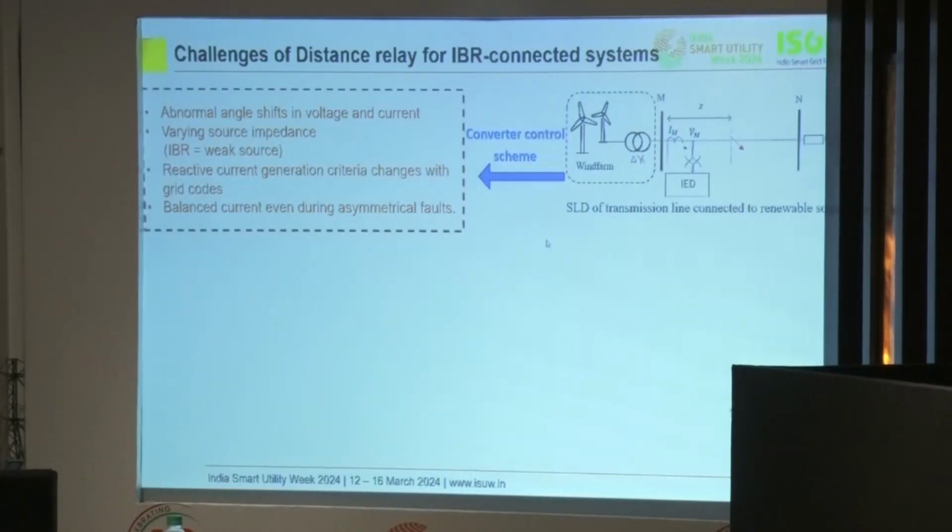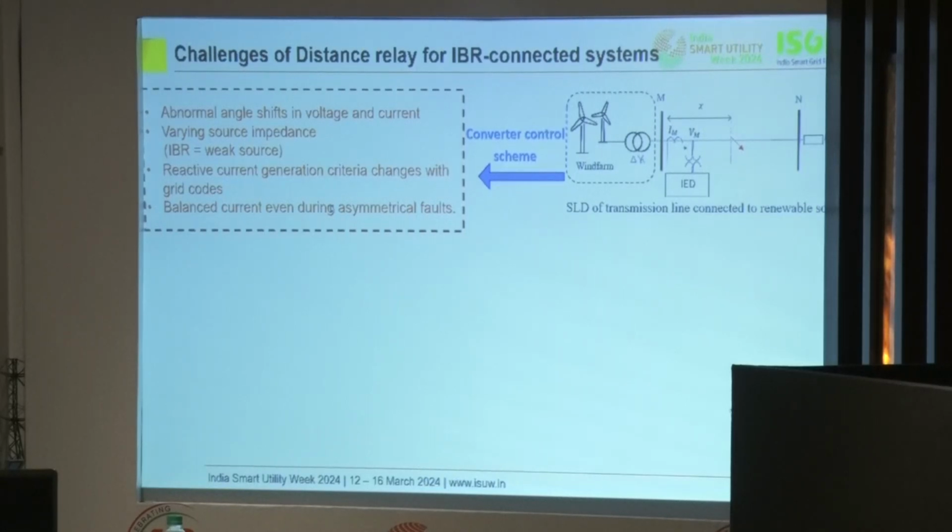Next, let us see the distance relay perspective. Because of these converter control schemes, there are abnormal angle shifts in the voltage and current signals. The source impedance of these renewable sources is varying constantly, since IBR is a weak source. Also, the reactive current generation criteria is dictated by the grid codes with which these are modeled, and these PWM controls try to balance even if there is a disturbance, which causes balanced current even during asymmetrical faults.